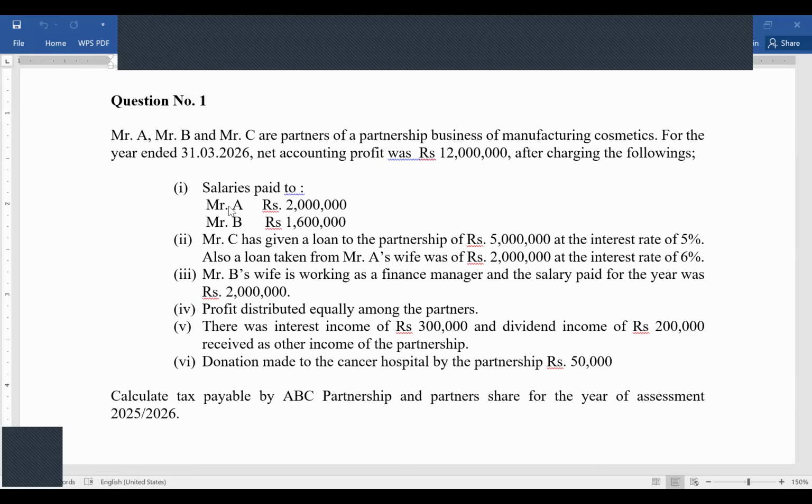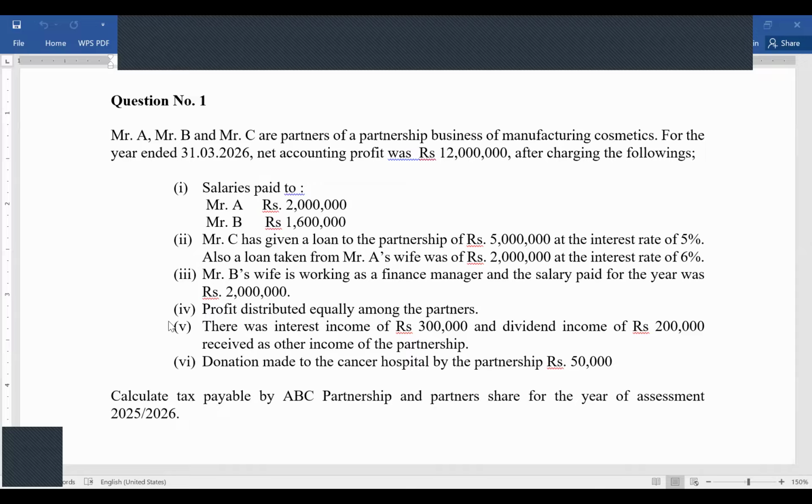Salaries paid to A and B: 2 million and 1.6 million. Mr. C has given a loan to the partnership of rupees 5 million at the interest rate of 5%. Also, a loan taken from Mr. A's wife was 2 million at the interest rate of 6%. Mr. B's wife is working as a finance manager and the salary paid for the year was 2 million. Profit distributed equally among the partners.